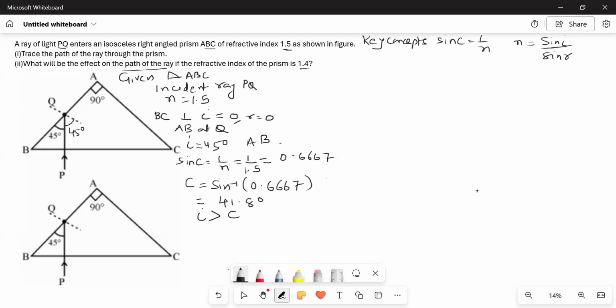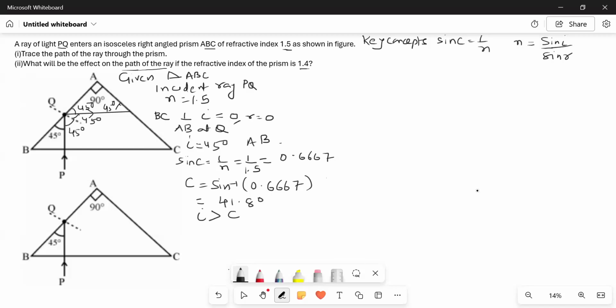Now when it is reflected, the angle of reflection will also be 45 degrees. And when the angle of incidence is 45 degrees, the reflected ray will go parallel to the base BC. So this angle will be 45 degrees, the angle of reflection. It is totally internally reflected inside the medium. Now when this is 45 degrees, this is also 45 degrees because that's the normal.